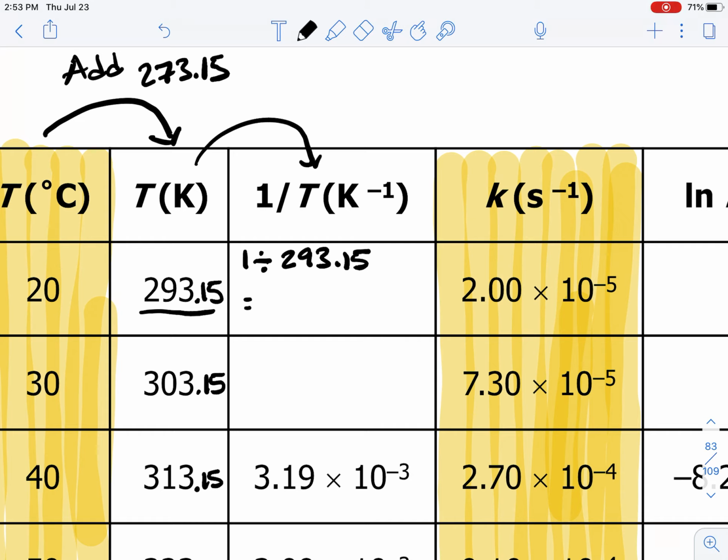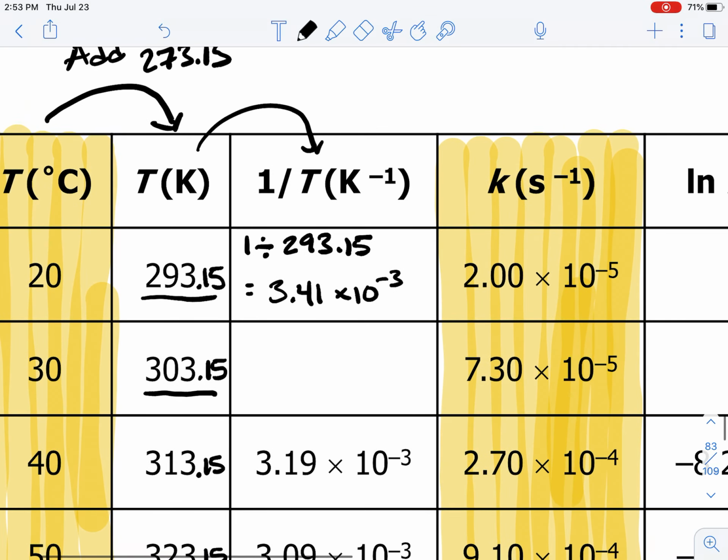And so if you plug that in your calculator, it's going to be approximately 3.41 times 10 to the negative 3. And so for the next example, to take the reciprocal of the temperature, you simply need to punch in 1 in your calculator and divide that by 303.15. And that's going to give you approximately 3.30 times 10 to the negative 3.